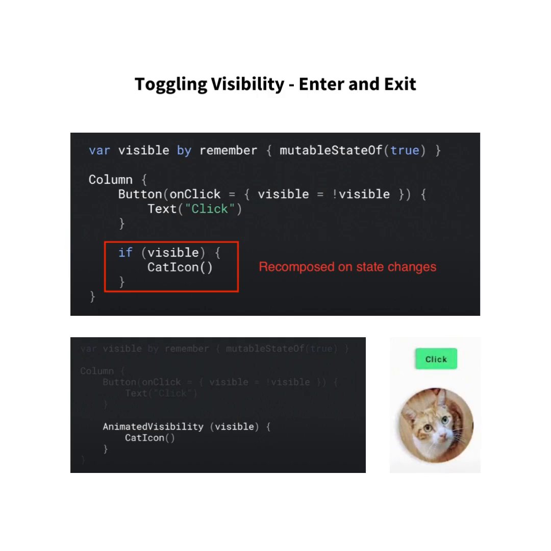If you want to animate these changes, all we have to do is to replace the if statement with the AnimatedVisibility composable. When the state value changes, the AnimatedVisibility composable runs animation between the two states.